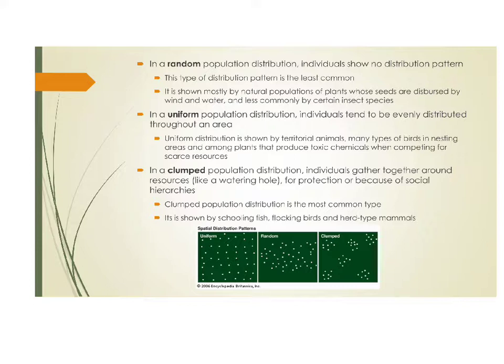There are certain species of spiders that, for whatever reason, are in a random distribution. They don't seem to care whether or not they're close to other spiders of the same species or far away from them. In a uniform population distribution, individuals tend to be evenly distributed throughout an area. Uniform distribution is shown by territorial animals, by many types of birds in nesting areas, and among plants that produce toxic chemicals, like lots of trees.